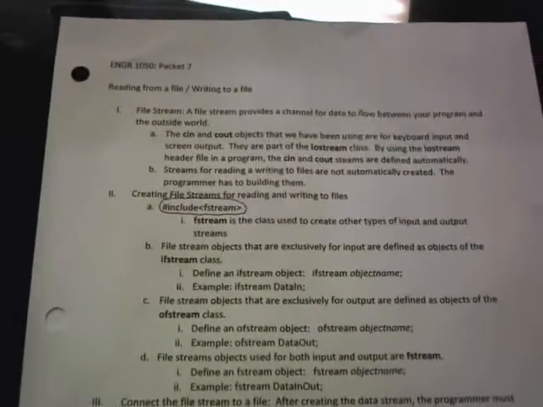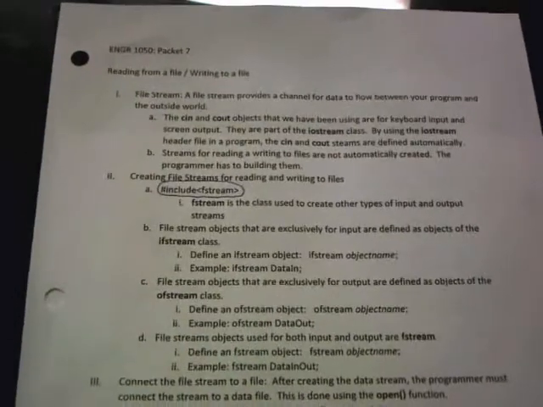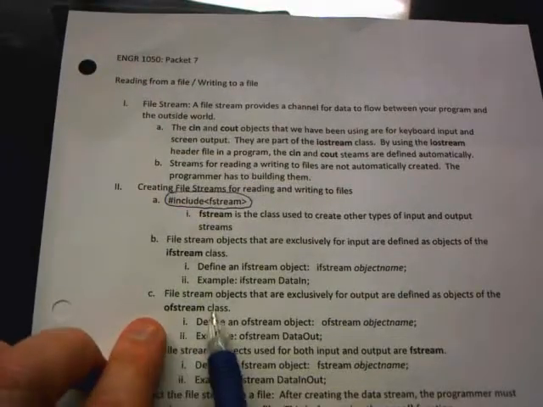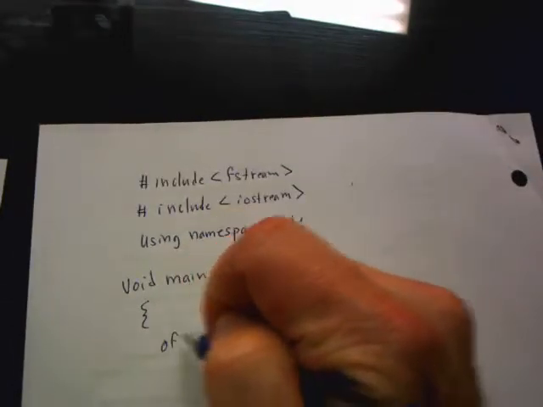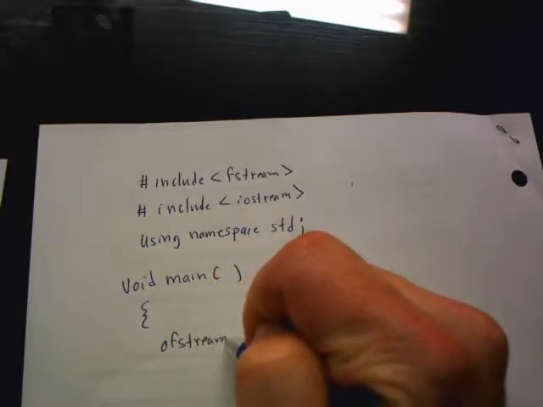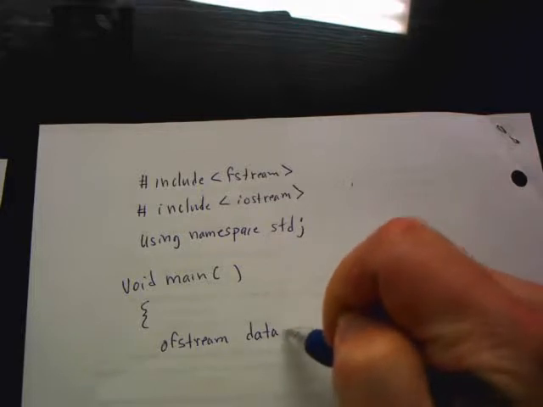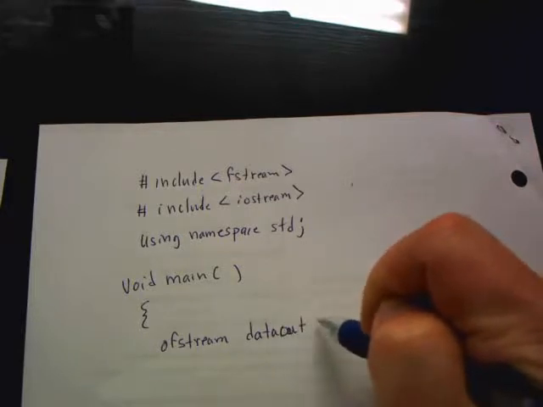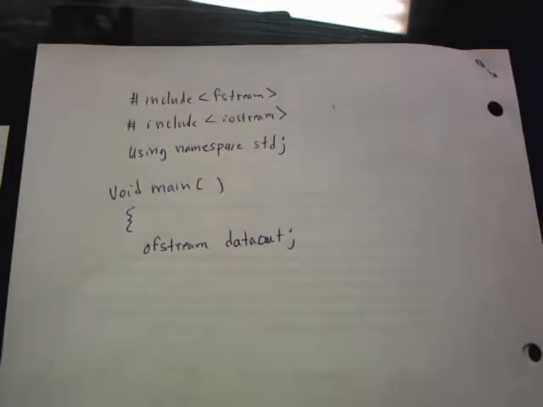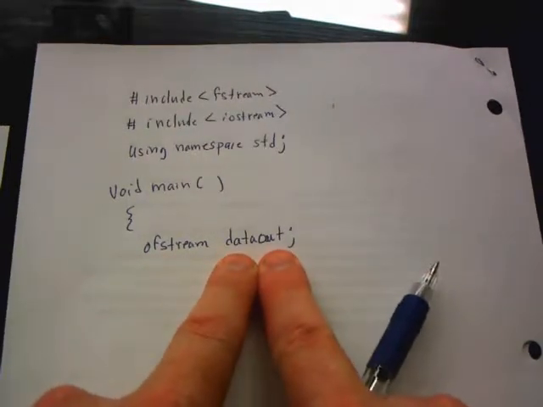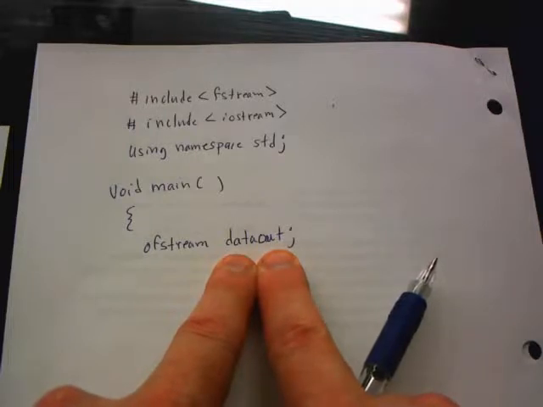All right, so you're going to have commands that look like this. Let's do writing to a file, because writing is more interesting. You're going to need the output file stream class. So you're going to have ofstream, and then you're going to give it a name. So you might use ofstream data_out. And then you need to connect data_out. Data_out's a new object. You need to connect it, tell it what file it's going to write to.